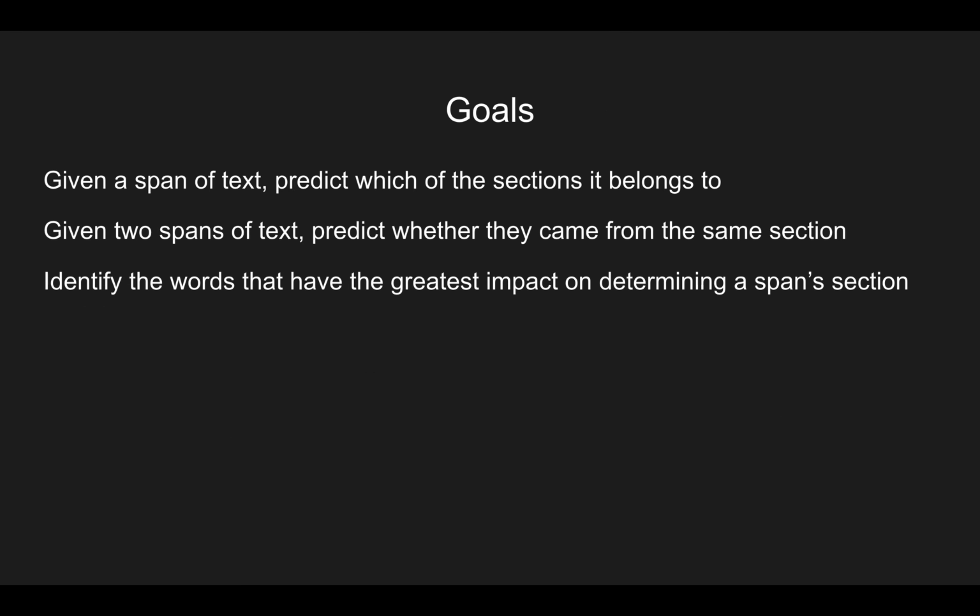These are the goals of our project. Firstly, given a span of text, we predict which of the sections it belongs to using a transformer-based language model. Next, given 2 spans of text, we predict whether they come from the same section based on text similarity. And finally, we use SHAP values to determine the words that contribute most to each section of the manuscript and identify the words that have the greatest impact on determining a span's section.